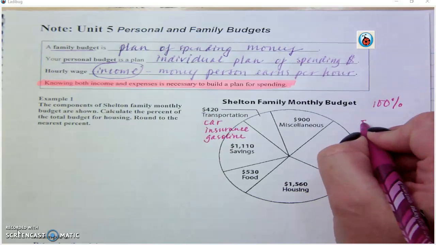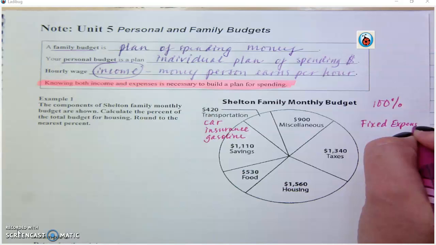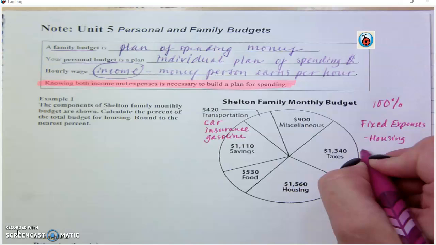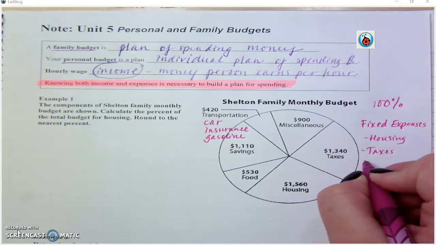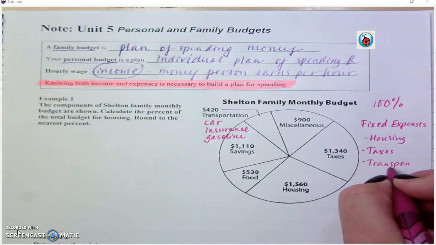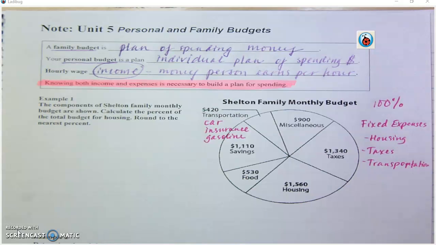We have two categories of expenses, fixed and variable. Fixed expenses are housing, taxes, and transportation. When we say fixed, guys, every month it is about the same amount. A house payment cannot change from month to month.